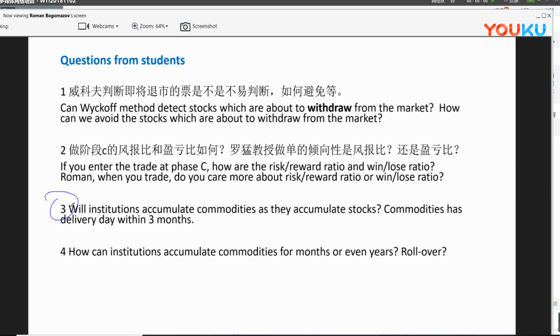Okay, next one. Will institutions accumulate commodities as they accumulate stocks? Commodities have delivery within 3 months.